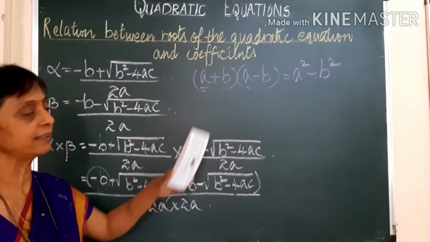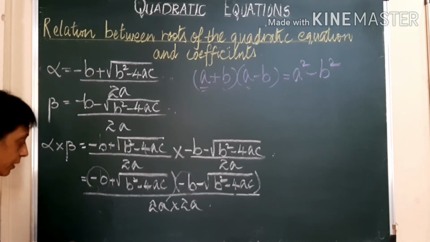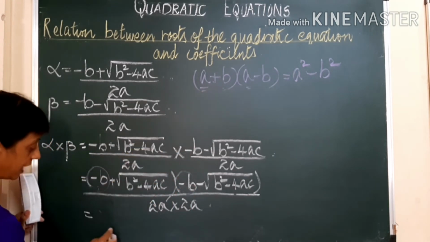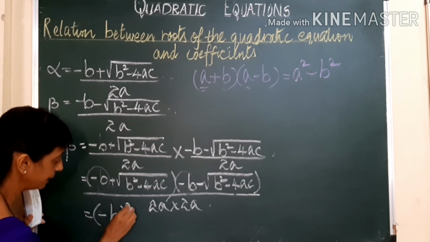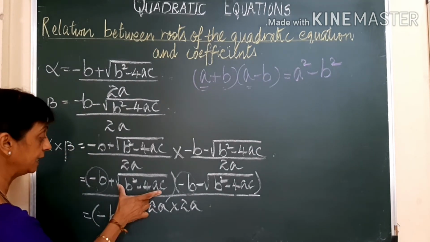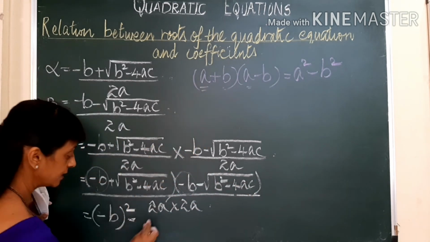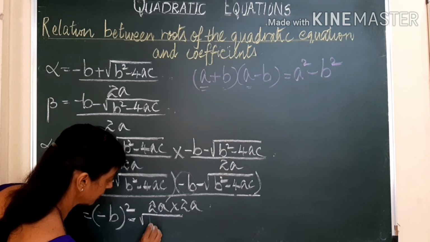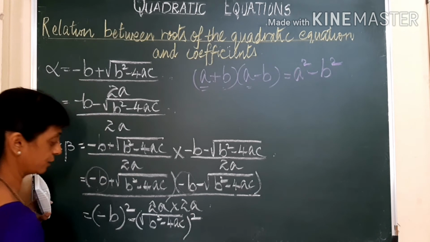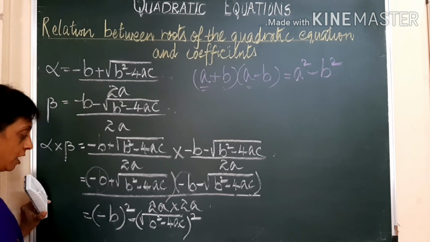So let's apply that formula for the numerator while taking the product. So what do you get? Over here, what is your a? Your a is minus b. So the answer is a square, that is minus b square, minus. What is your b? Your b is square root of b square minus 4ac, the whole square. So this shows that this is a square minus b square.